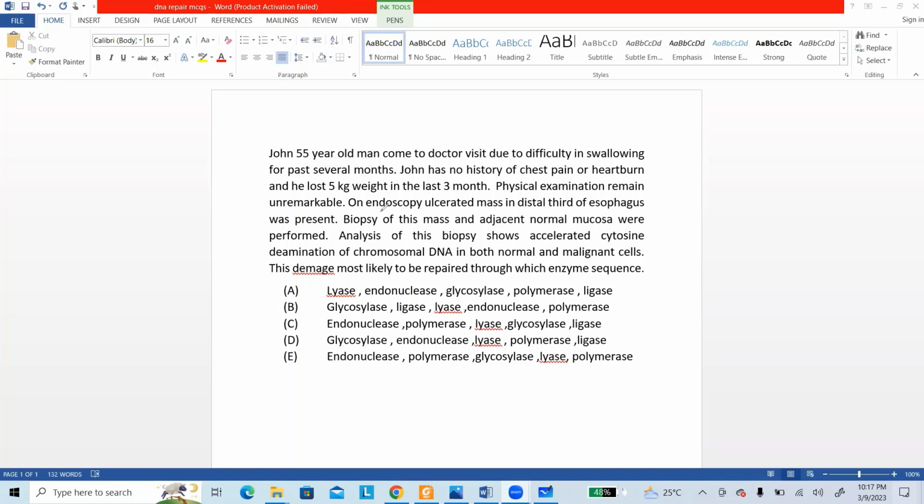On endoscopy, an ulcerated mass in the distal third of the esophagus was present. The biopsy of this mass and adjacent normal mucosa was performed. Analysis of this biopsy shows accelerated cytosine deamination of the chromosomal DNA in both normal and malignant cells. This damage is most likely to be repaired through which enzyme sequence?